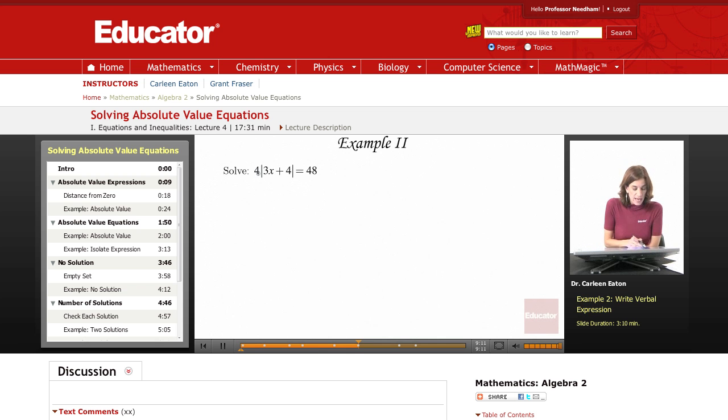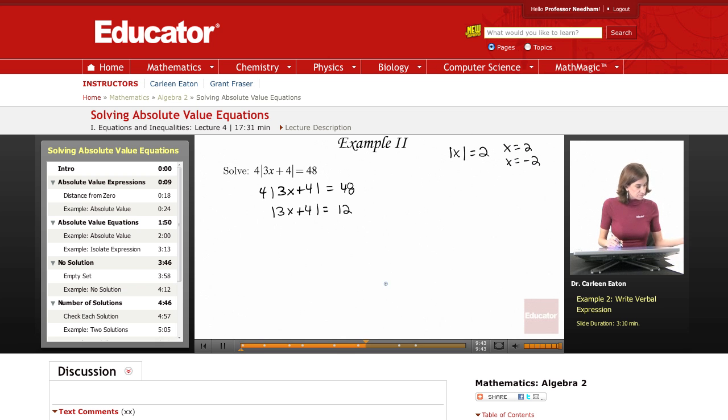Example 2, I have an absolute value expression on the left, but it's not isolated. So the first step is to isolate the absolute value and then find the two related equations and solve them. So divide both sides by 4 to get that isolated. Now recall that the absolute value of x equals 2, for example, means that x could equal 2 or x could equal negative 2, to illustrate the definition of absolute value.